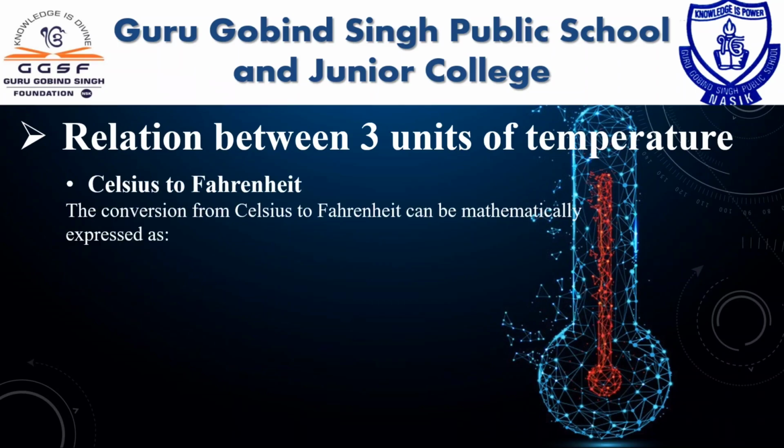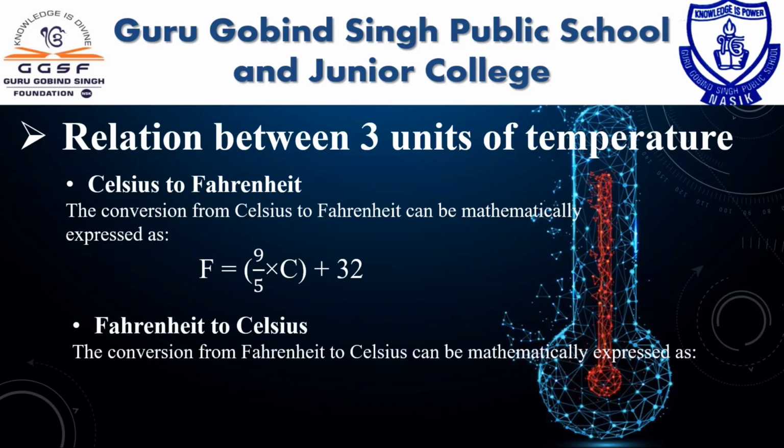The conversion from Celsius to Fahrenheit can be mathematically expressed as F = 9/5 × C + 32, and to convert temperature from Fahrenheit to Celsius we will use the formula C = 5/9 × (F − 32), where F is the temperature in Fahrenheit and C is the temperature on the centigrade scale.